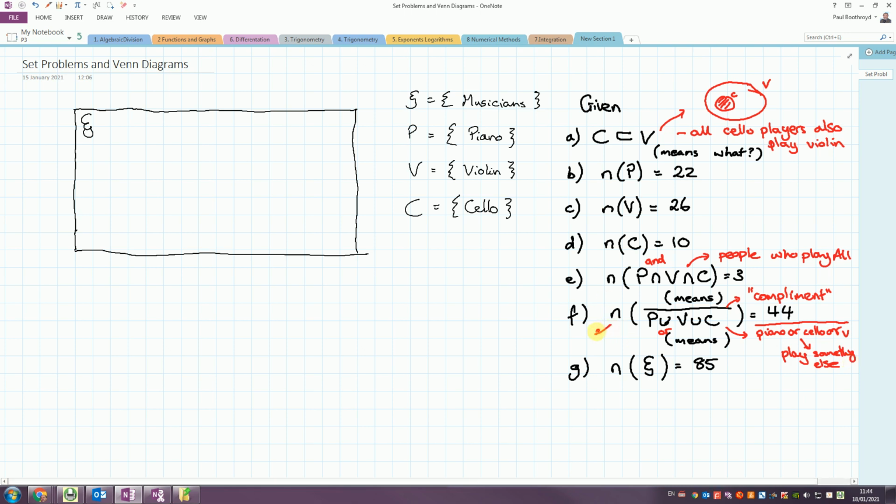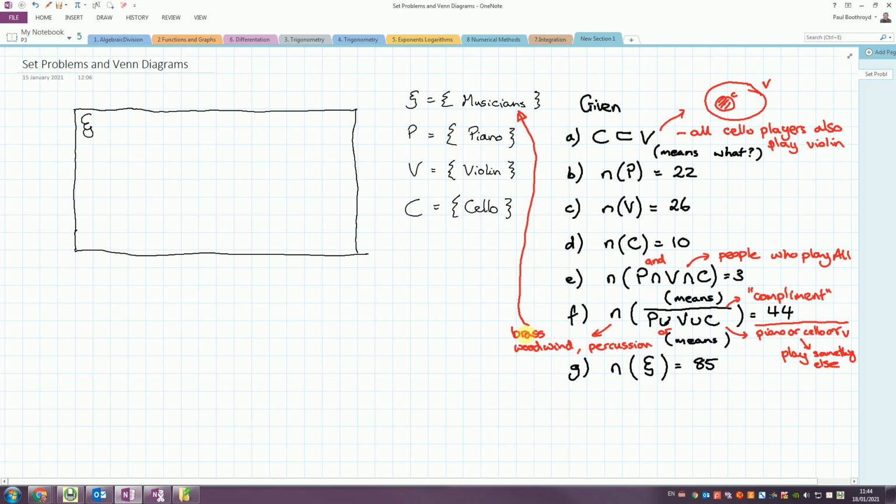These are people who might be in brass, woodwind, or percussion. And the reason they must play something is because we're talking about them being a musician. Okay? And these people don't play any of these.